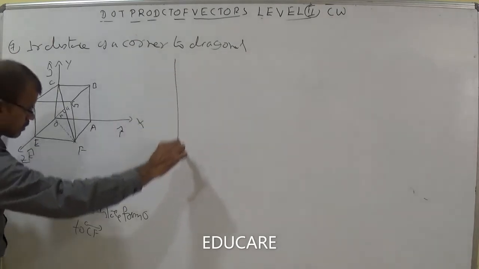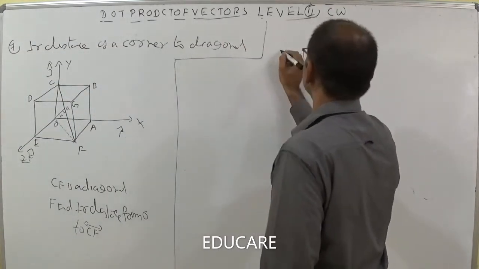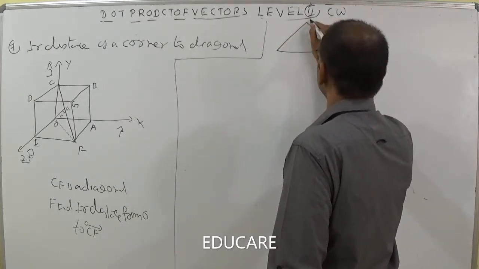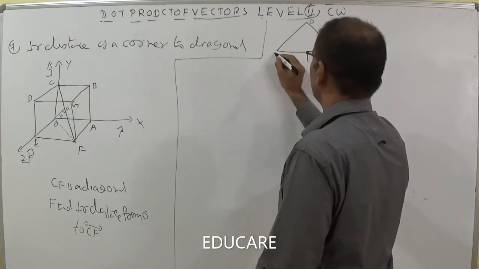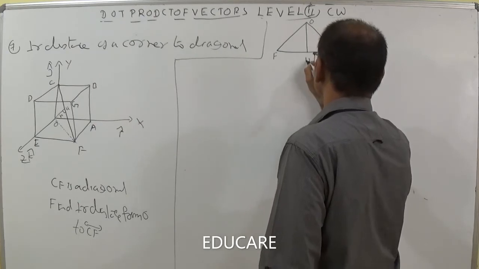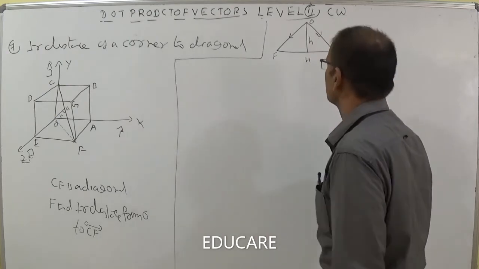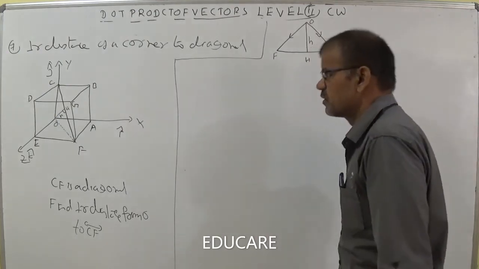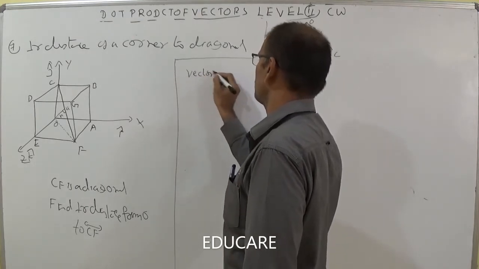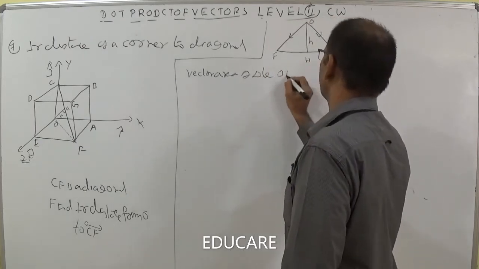We have to do this according to the vector area. Again I am writing the diagram, try to understand the diagram. Here is O, on the left side F, on the right side C. This is capital H, this is small h. This is base, this is height. Now, using the vector area of triangle OFC.